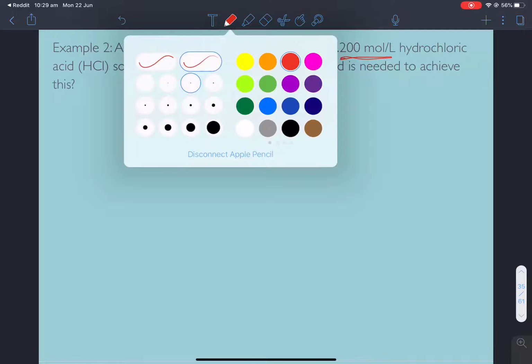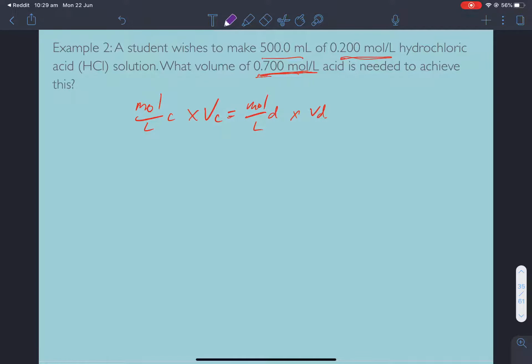Okay, swap my color again. Okay, my diluted concentration was that 0.200, don't drop your significant figures, moles per litre, and my volume of a diluted is right next to it, that 500.0. Ooh, what am I missing? I'm writing it in millilitres like a fool. I need litres so it cancels with the bottom of the moles per litre. 0.5000 litres, that's a lot better.